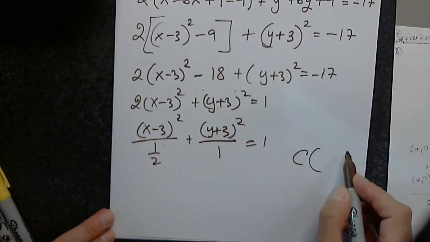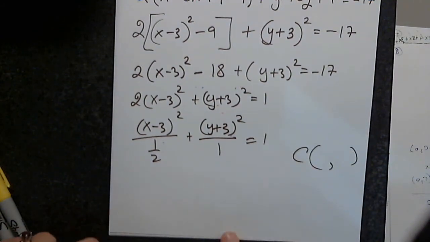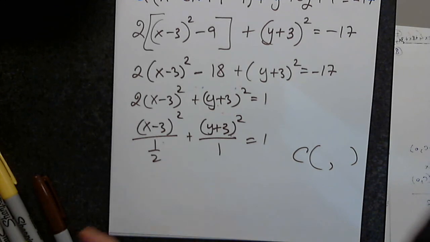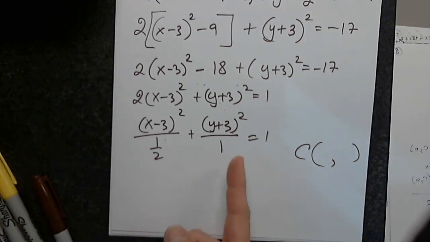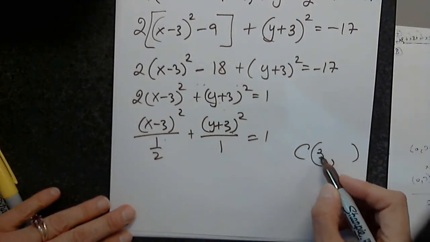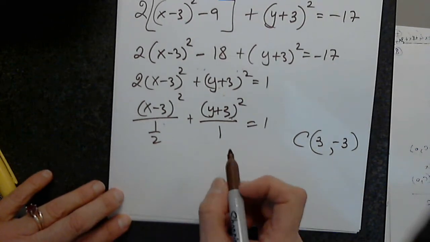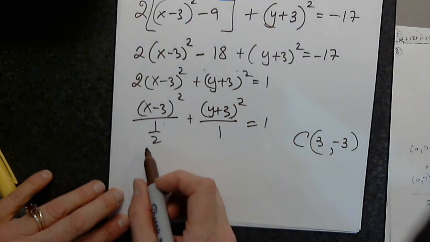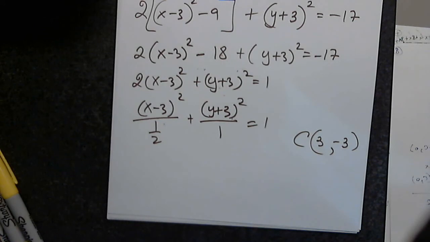What is the center? And then my next question would be, is it on the x-axis? Is it vertical or horizontal? It depends on these numbers. Since this is bigger, it's vertical. Good. So the center is? Center is 3, negative 3. Very good. So now this is a squared, and this is b squared. Any questions on this? No. Very good.